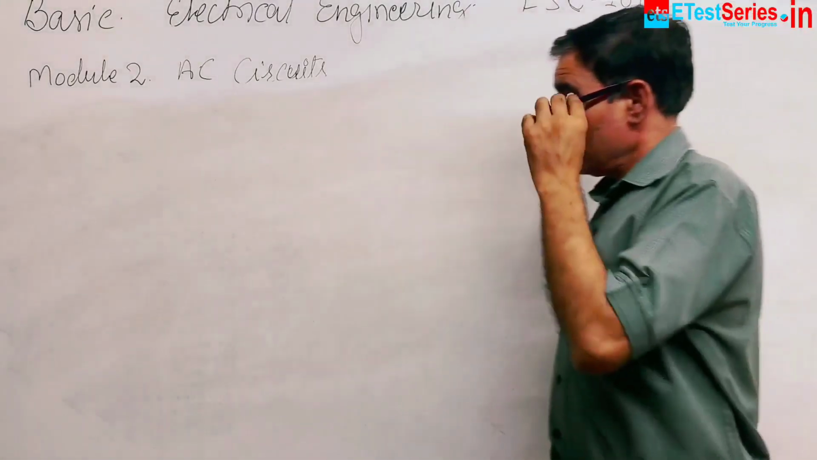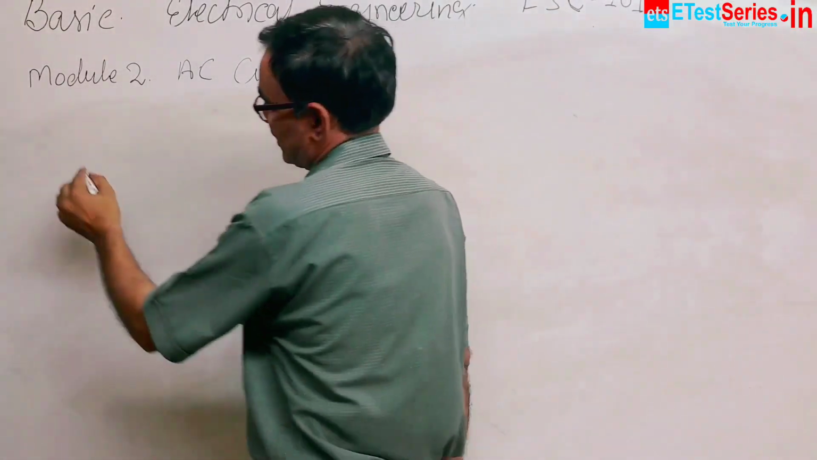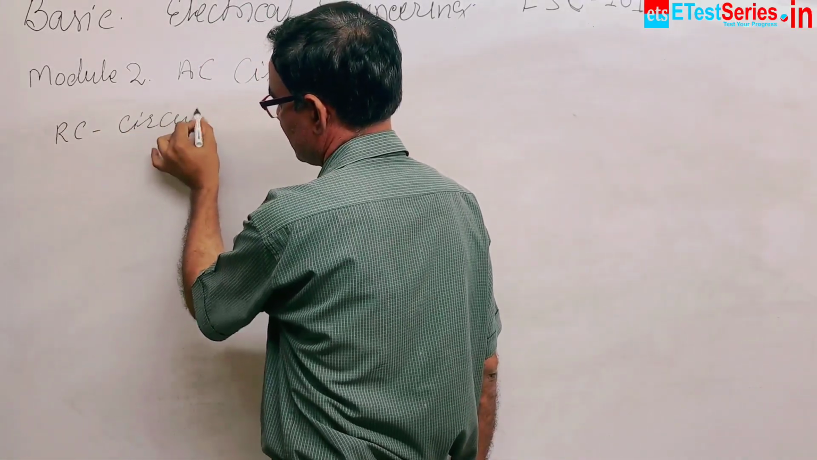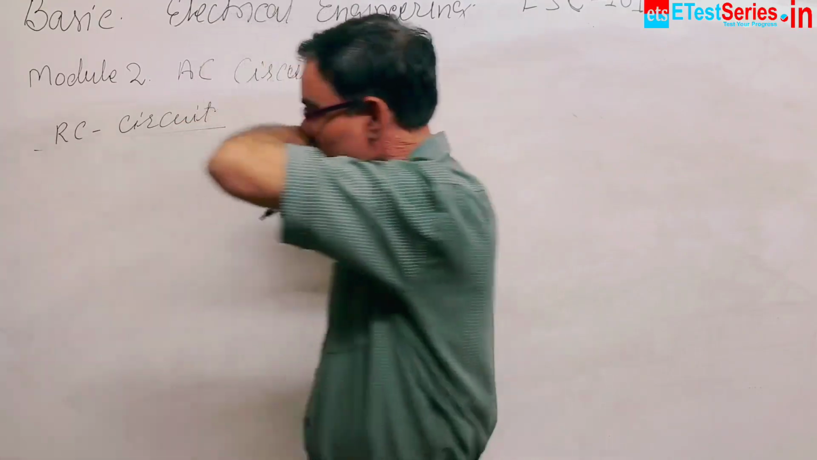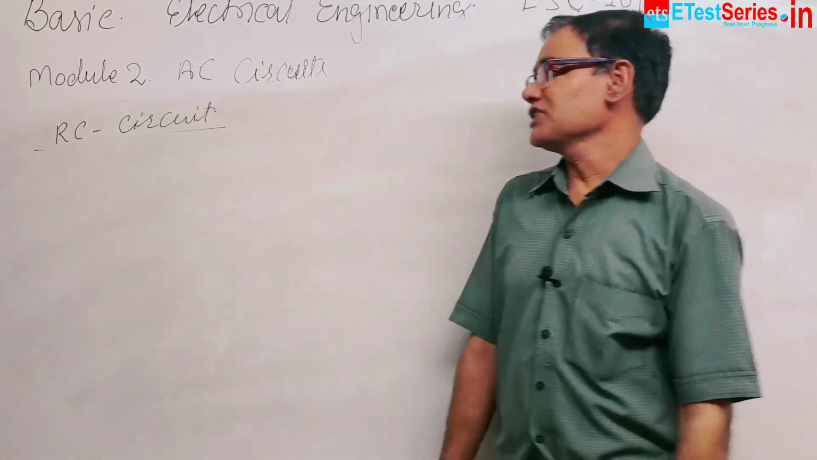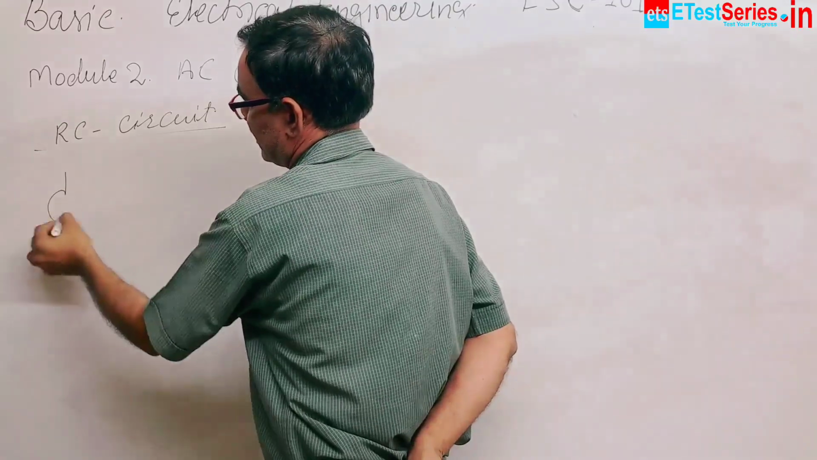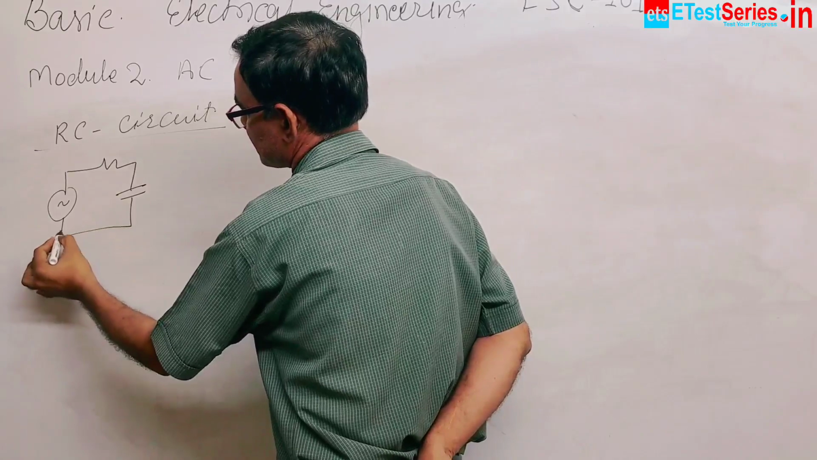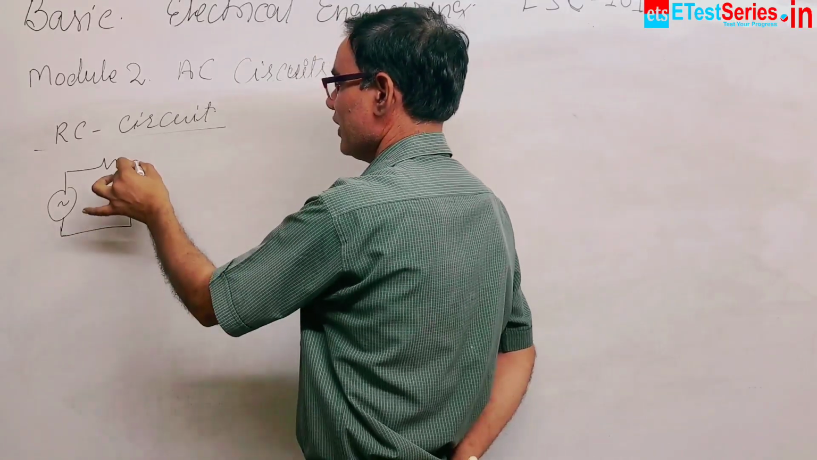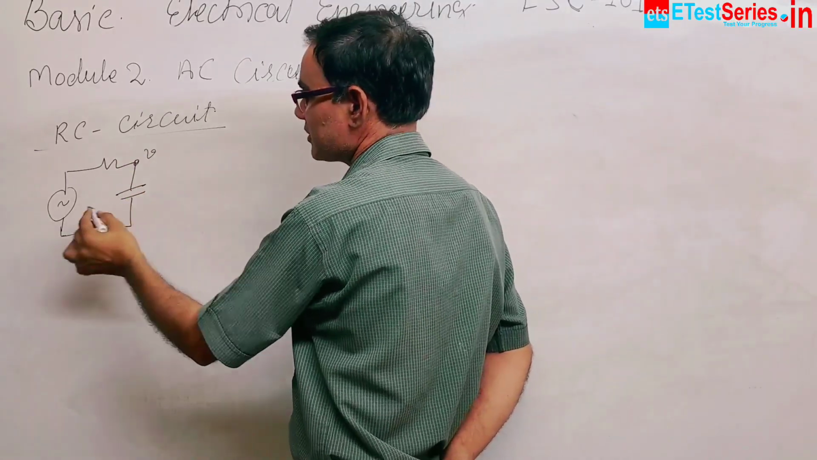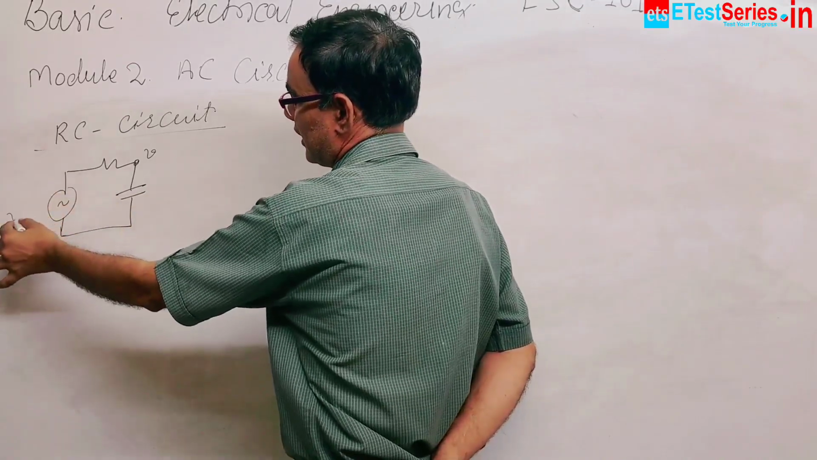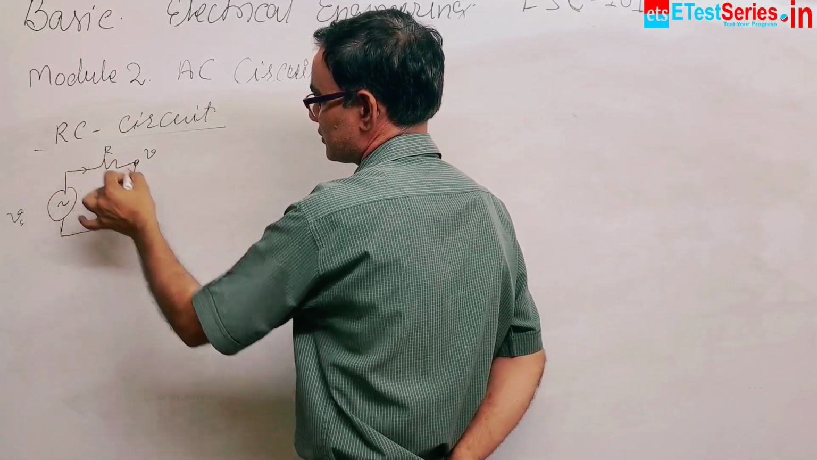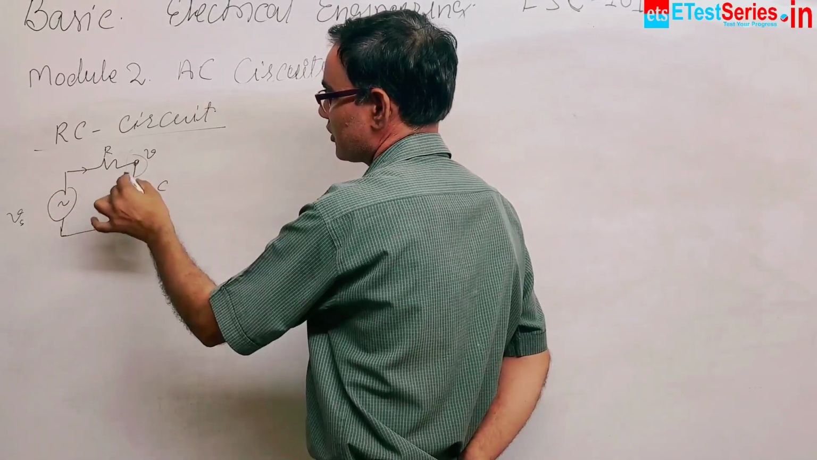Okay. So now the circuit is RC circuit. In RC circuit, there is a source, a resistance and a capacitor. Here the voltage is V across the capacitor, and here the voltage is VS, the source voltage. This is the resistance, this is the capacitor. We are using nodal analysis.